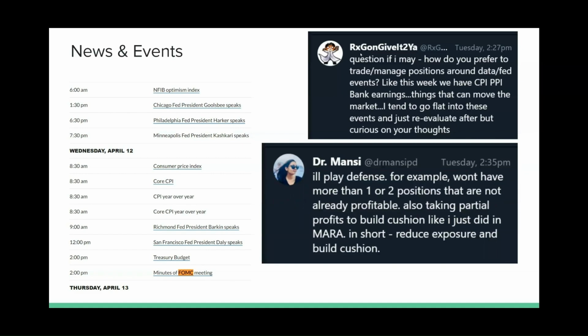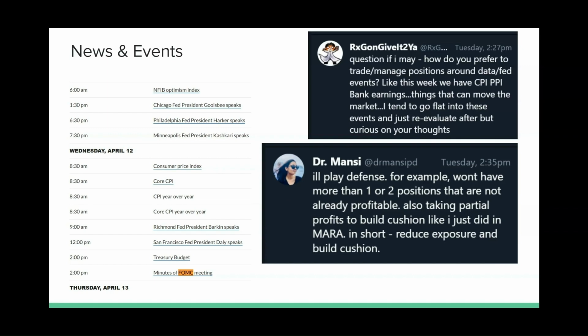So I got a great question last Tuesday, rather, right before the FOMC was coming out: how do you prefer to manage positions around data or Fed events? Like this week, we have CPI, PPI, bank earnings, things like that can move the market. I tend to go flat into those events and just reevaluate after, but curious on your thoughts.